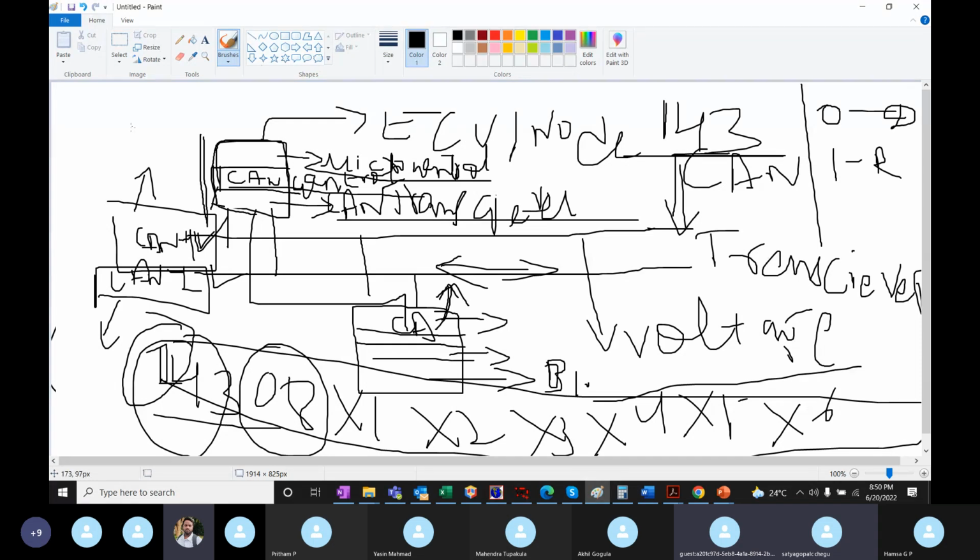CAN high is 5 volts, right? Now it's 12 volts. CAN high is 5, okay. Then I have a little bit of doubt about CAN low. It will be 2.5, I think so. Okay, so both are wrong.